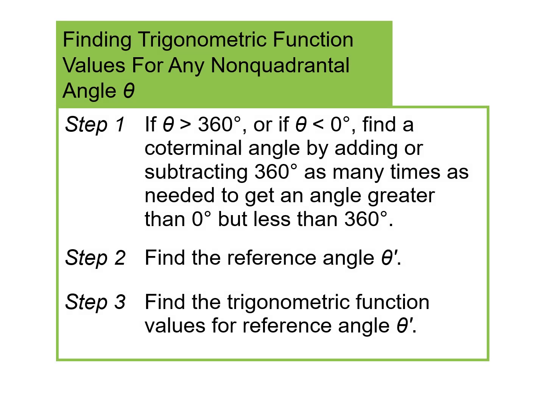Now, let's look at some rules for finding trig functions for any angle. If it's greater than 360 or less than 0, find a coterminal angle by adding or subtracting 360 as many times as you need to get an angle that's greater than 0 but less than 360. Then find the reference angle, and then find the trig function values for that reference angle.